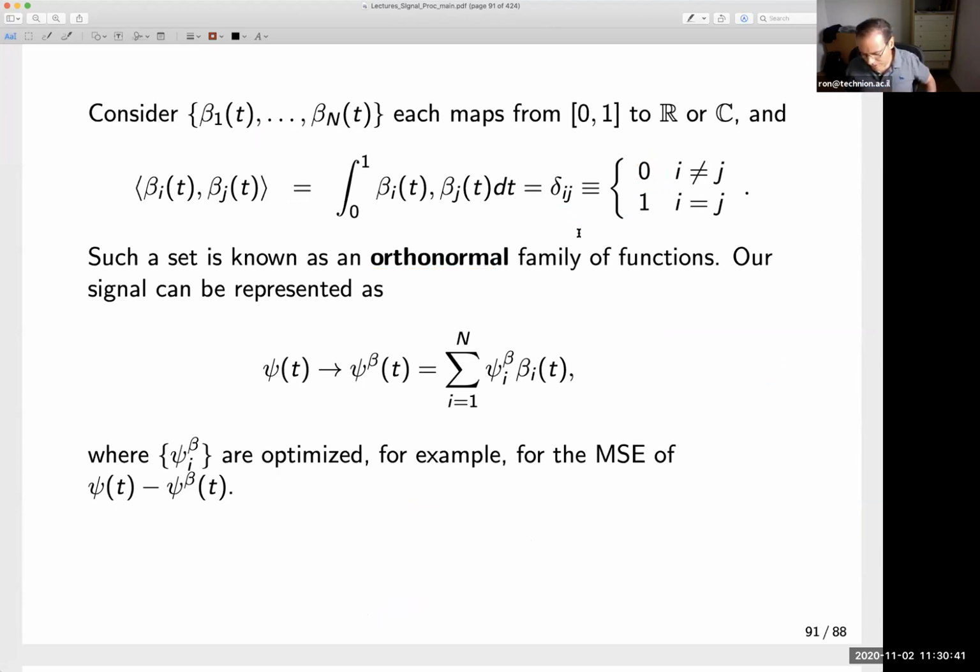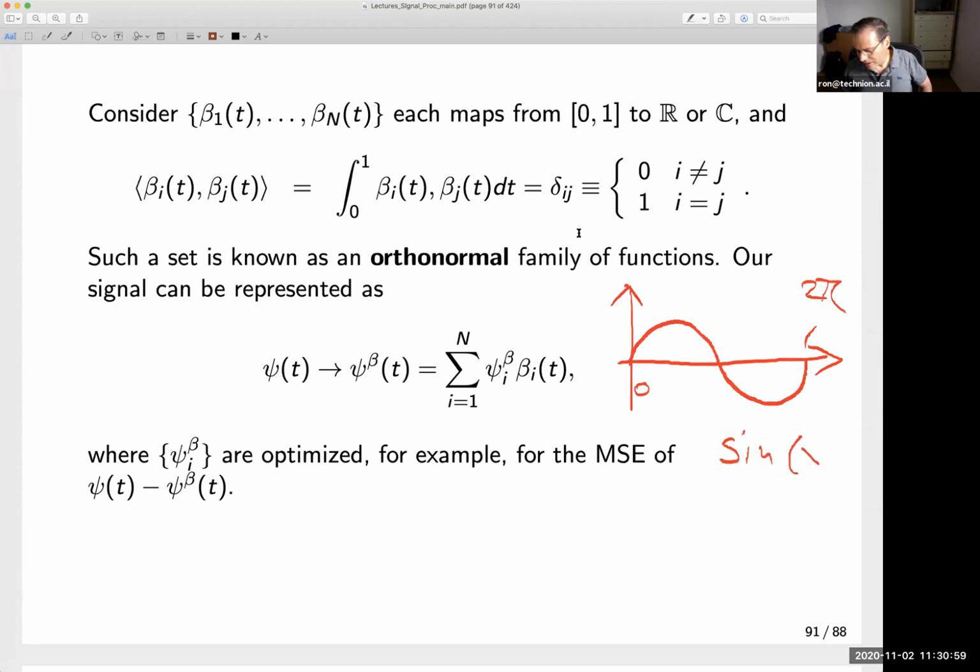So first of all, just to give you intuition about such functions, let's think of the following function. Let's assume that I have a sine function. So this would be 0, and this would be 2 pi. And this would be sine of x, okay? And this would be x, or t. Okay, this would be t. Can you think of another function that would be orthogonal to this one? Anyone? The constant 1.